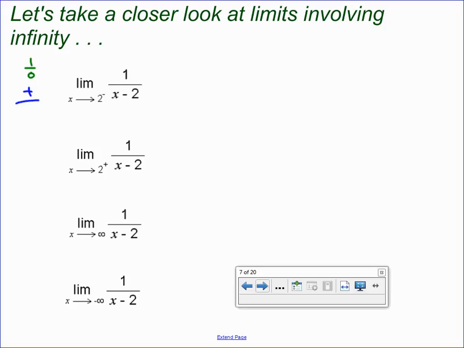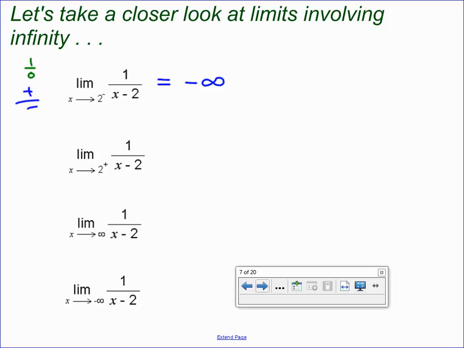As x approaches 2 from the left, that's numbers like 1.9, 1.99, 1.99863, ensuring that the sign of the denominator will be slightly negative, right? 1.999999 minus 2 is slightly negative. Overall, positive divided by negative is negative infinity. And so I'm getting negative infinity for my limit evaluation.